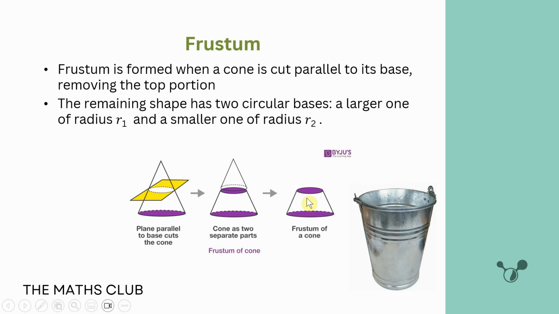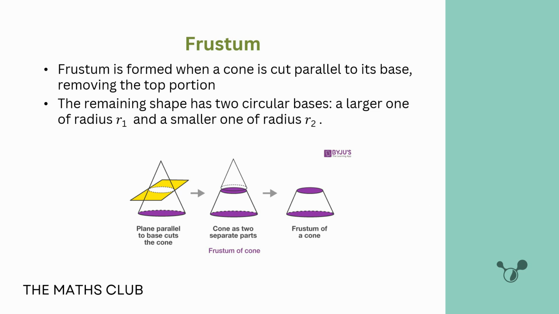Even some buckets still look like this if you turn it upside down, but that iron bucket was like the basic, the direct shape. I'm sure it's from the frustum of a cone that they got that iron bucket. So the remaining shape has a circular base, right? This is the circular base, the larger one, and then you have a smaller one. So it has two circular bases, the larger one and the smaller one. So that's basically it: cutting a cone parallel to its base and then removing the top portion. That's basically a frustum. Big word, small meaning.